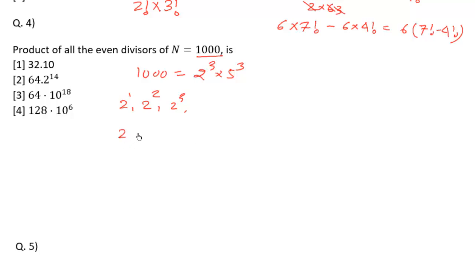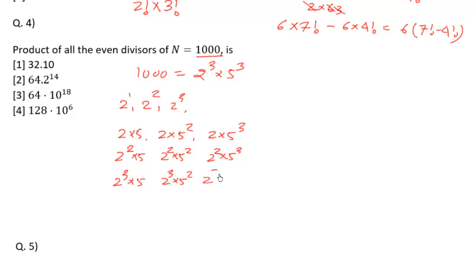Further we can take 2 into 5, 2 into 5 square, 2 into 5 cube. We can make it with 2 square as well: 2 square into 5, 2 square into 5 square, 2 square into 5 cube. All are factors of this number, as we can see. Further, 2 cube into 5, 2 cube into 5 square, and 2 cube into 5 cube. So these are all the factors which are even.